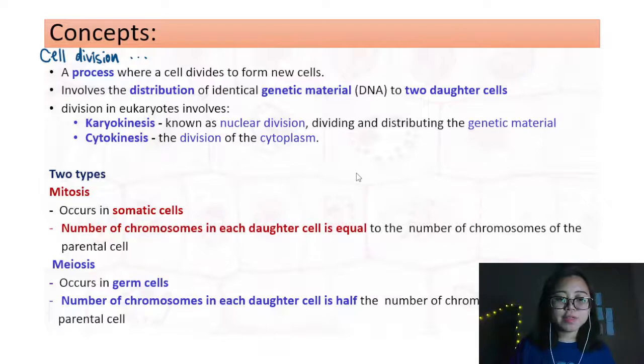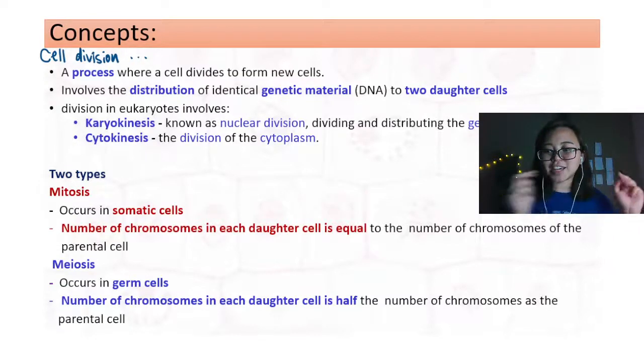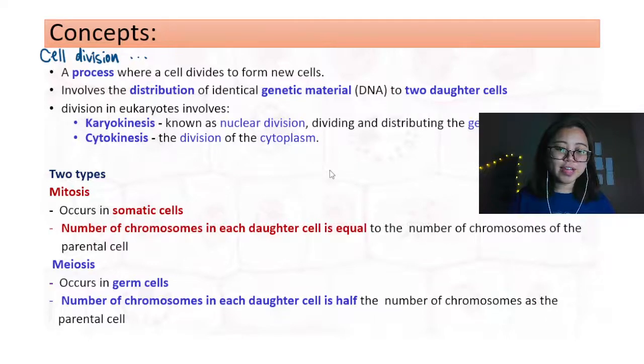And the second type of cell division is meiosis. This will occur in germ cells. Germ cells is what we refer to your sperm and ovum as. Okay, and the number of chromosomes in each daughter cell after meiosis will be half the number of chromosomes of the parent cell. So kalau sebelum ovum kita terhasil, dia 46. Selepas ovum itu terhasil, setiap sel ovum itu adalah 23. Ya, 23. Okay, so let us move on.